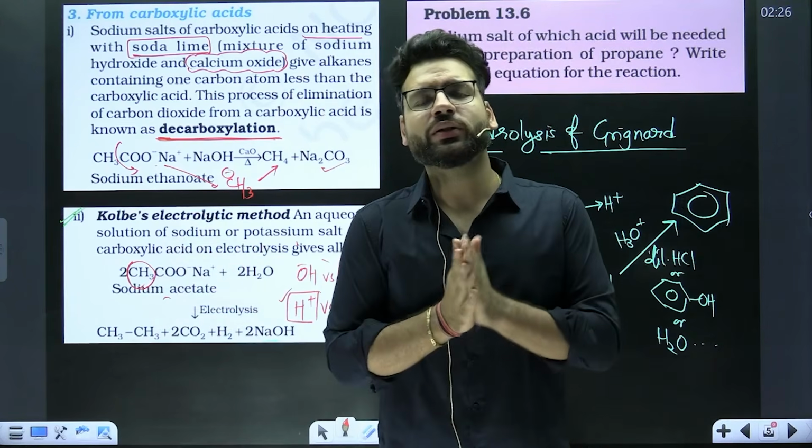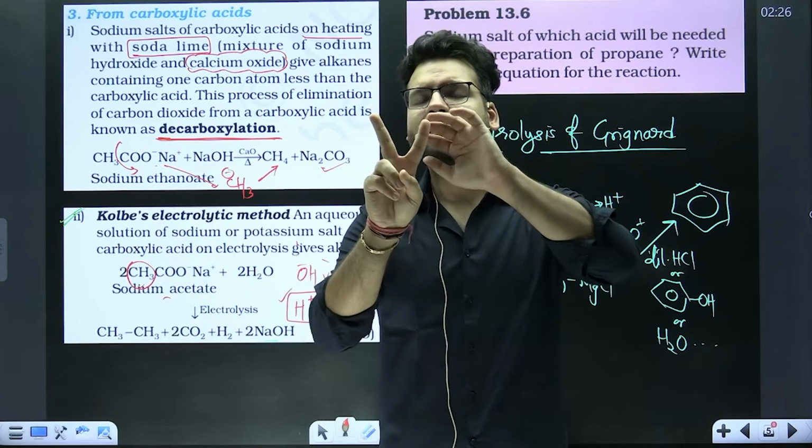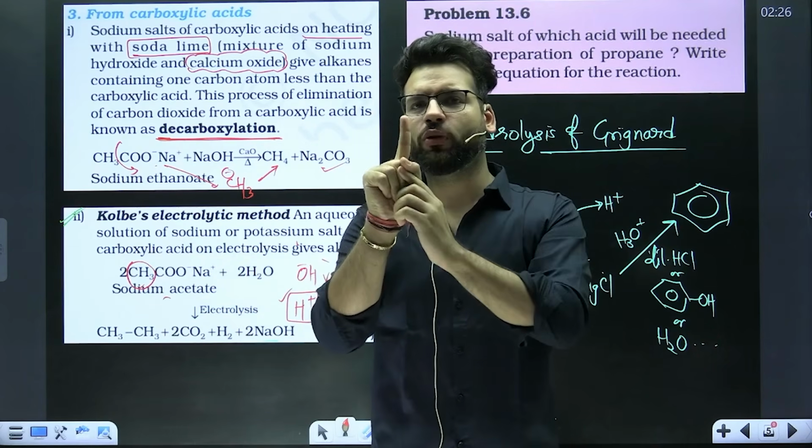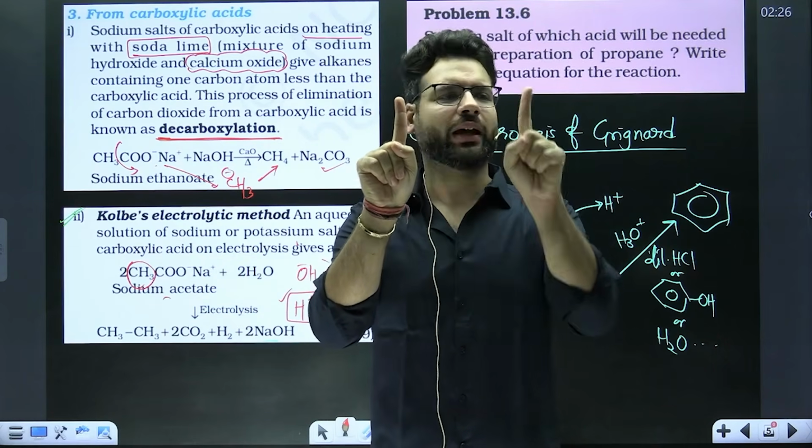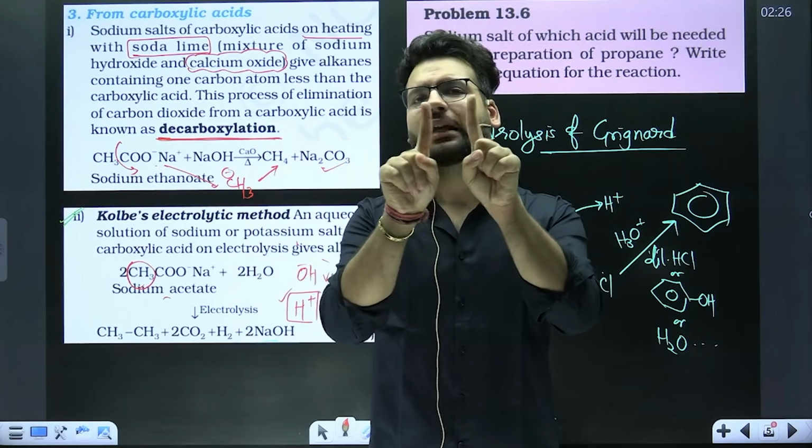Ethanoic acid has 2 carbons. Once the COO group goes out, what remains is methyl. Methyl attaches with another methyl, and we get ethane.